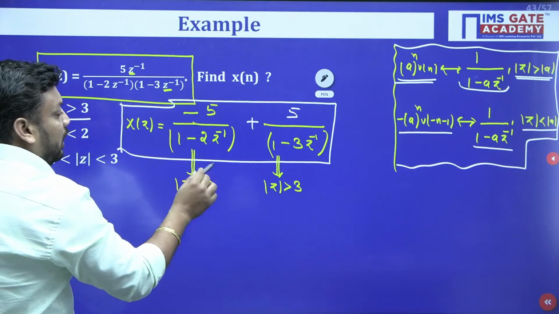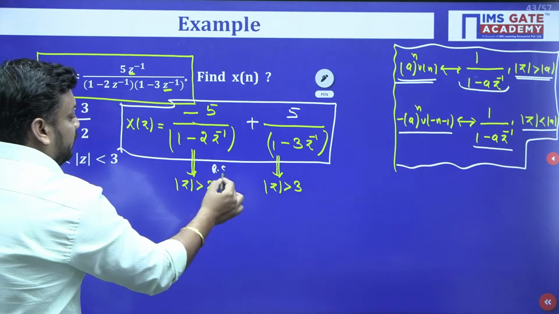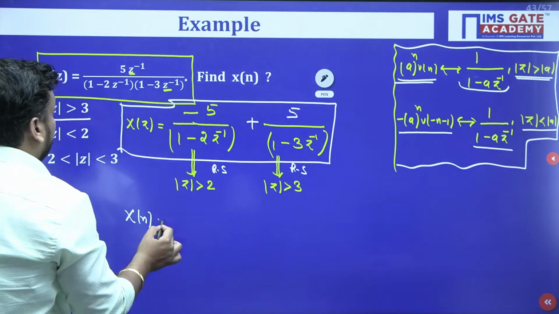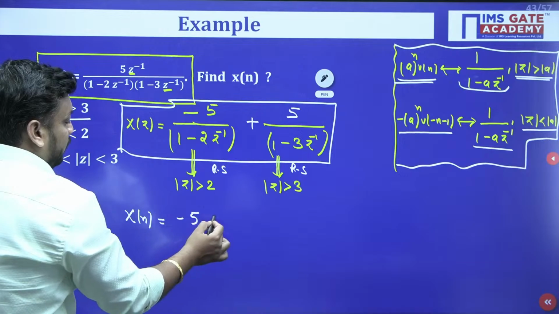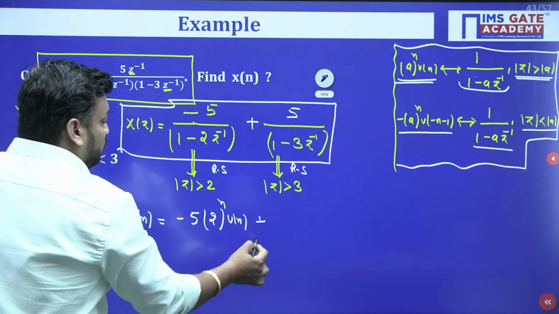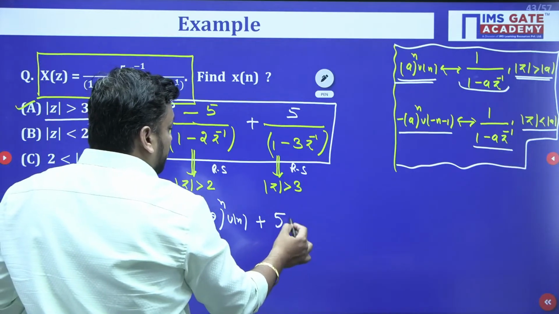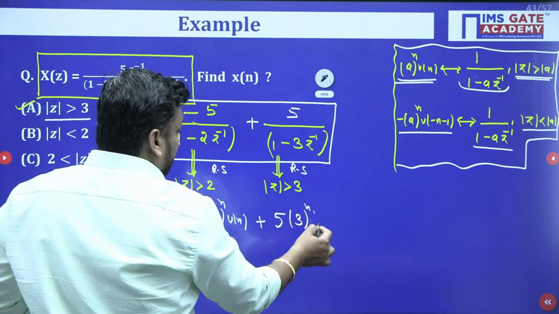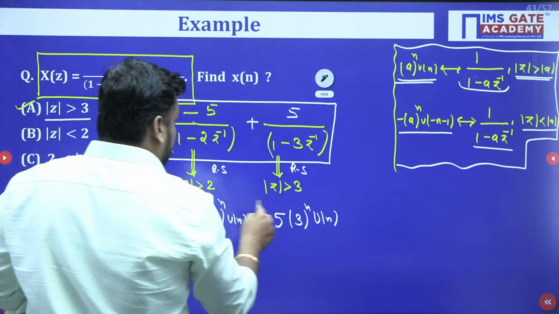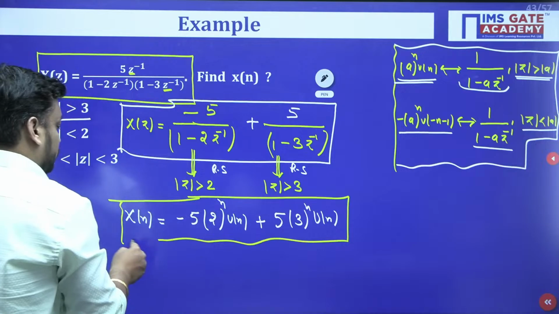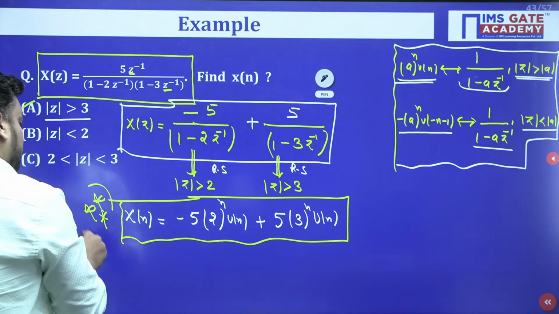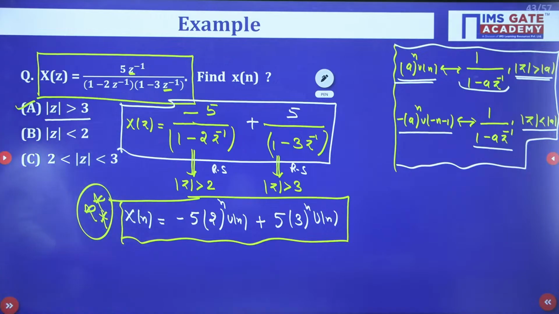It means both are right sided, so with no precaution you can directly take the inverse z transform. x of n is nothing but minus 5 into 2 to the power n into u of n, and here also plus 5 as it is, and here you can write 3 to the power n into u of n. So this is nothing but your x of n. I hope it is clear to you, crystal clear to you.